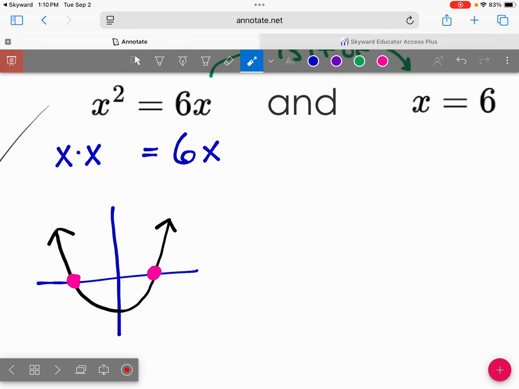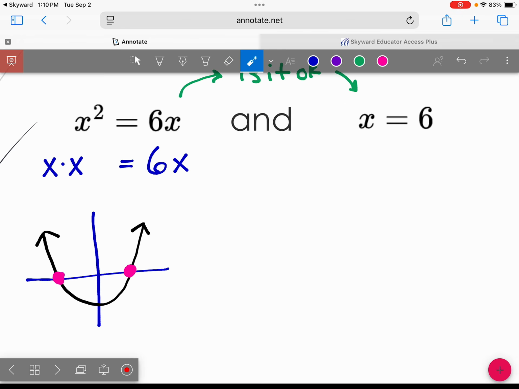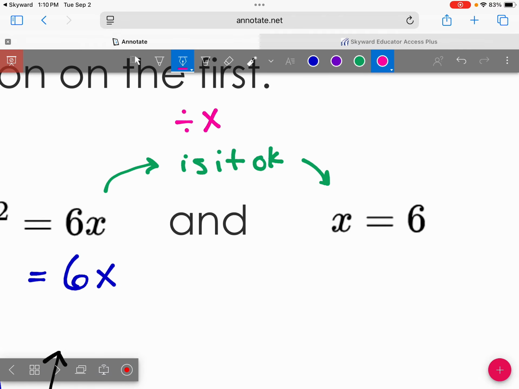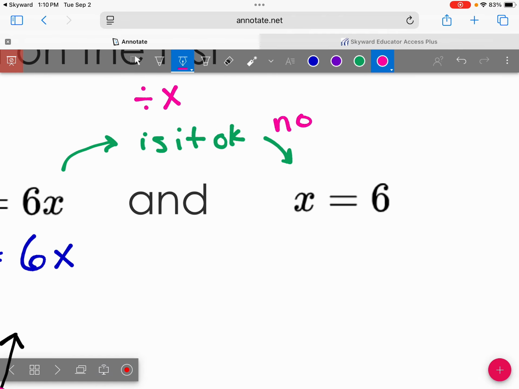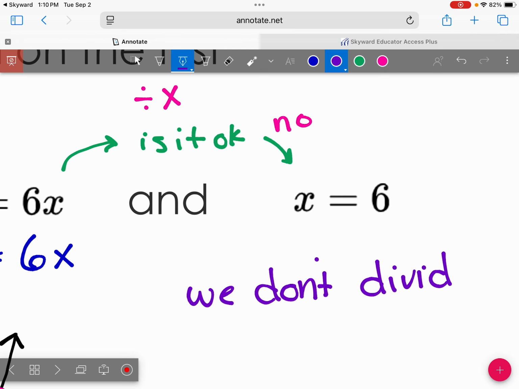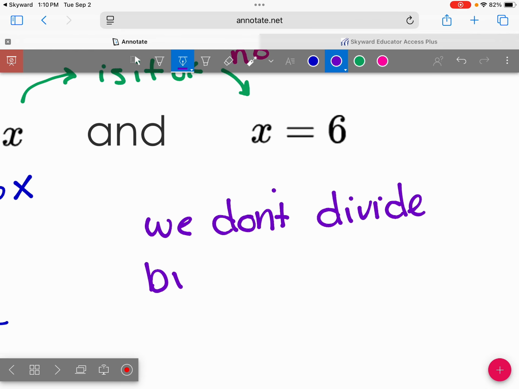It actually takes away one of our valid solutions. It's not okay. So we don't want to divide by x's because it can cause one of our real solutions to disappear. It eliminates something. So we can multiply by x's, we can add, subtract x's, all that we want to. But we just don't want to divide by our letters. So, not okay. I'm going to put it up here. We don't divide by the variable.